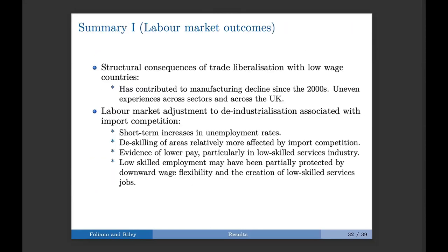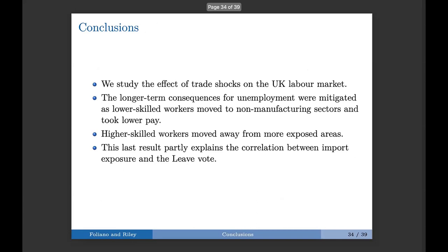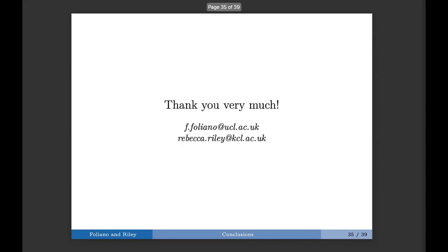And so I'll go very quickly through the conclusion. In this paper, we study the effect of trade shocks on the UK labor market. We observe the longer-term consequences for unemployment were mitigated as lower skilled workers moved to non-manufacturing sectors and took lower pay. Higher skilled workers moved away from more exposed areas. And this last result partly might explain the correlation between import exposure and the leave vote and the increase in the vote for UKIP. Thank you very much.